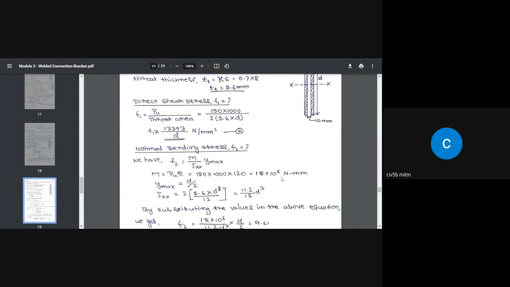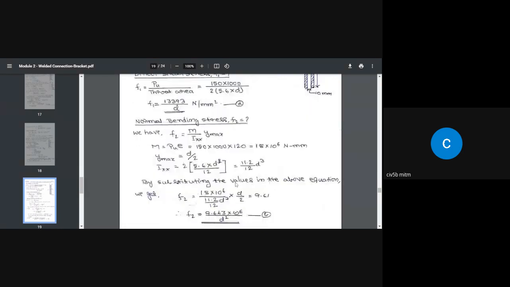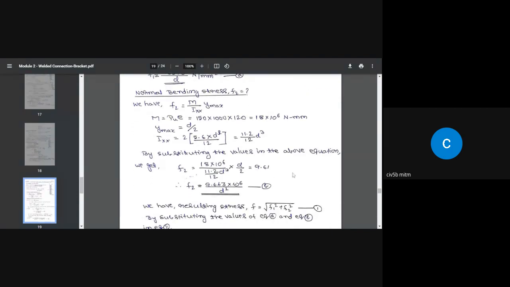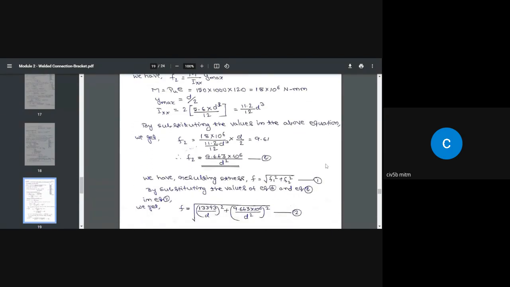So PU is this one. We know the value of eccentricity. We know PU. So Ymax is the distance of the farthest fiber of the weld from the neutral axis. That is D by 2. Okay. So Ixx, that is the moment of inertia about the horizontal neutral axis, again we got this value in terms of D cube. So by substituting the values in the above equation, we got F2 equal to this much.